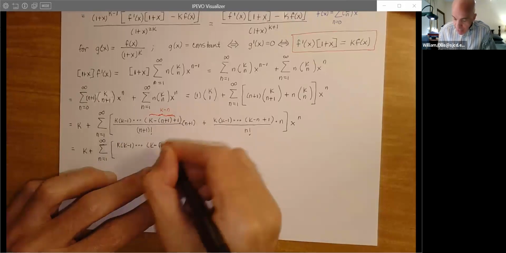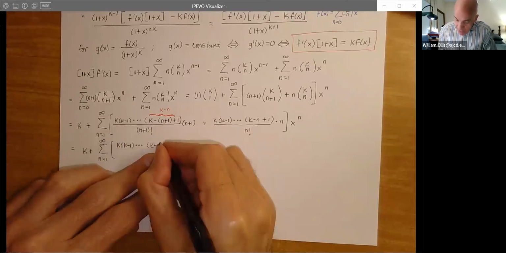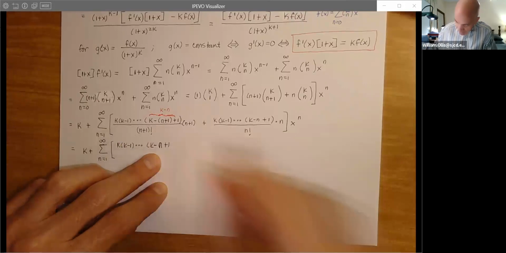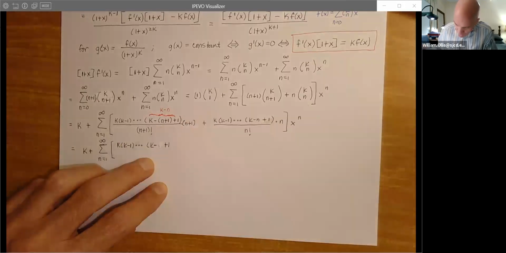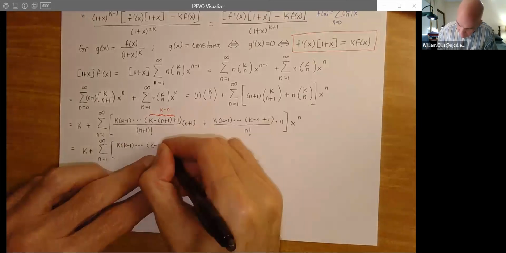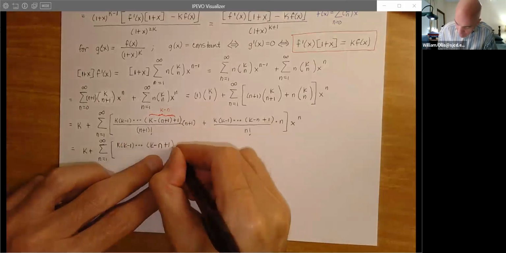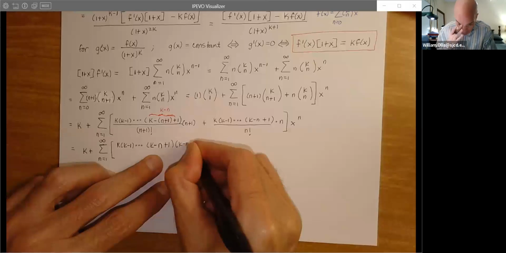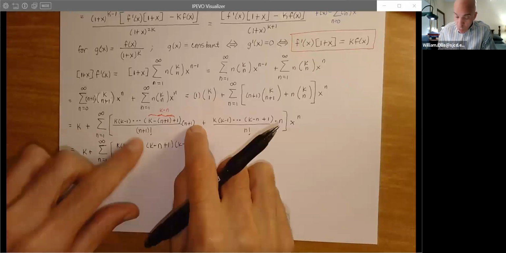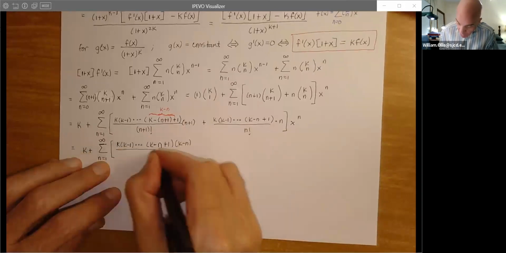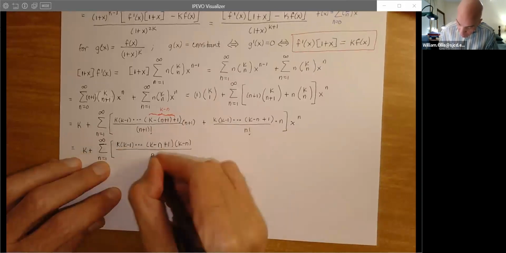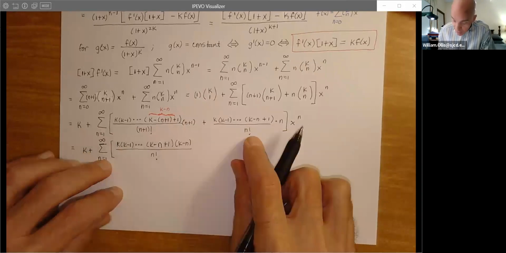Since that's k minus n, the term right before it is k minus n plus 1. Now that n looks kind of bad. Then we have k minus n. And now, if you will, the n plus 1 will absorb the n plus 1 first factor of the factorial to give us n factorial. So now the denominators will be the same.